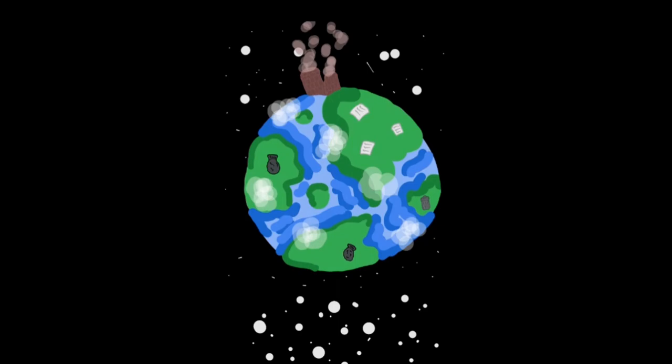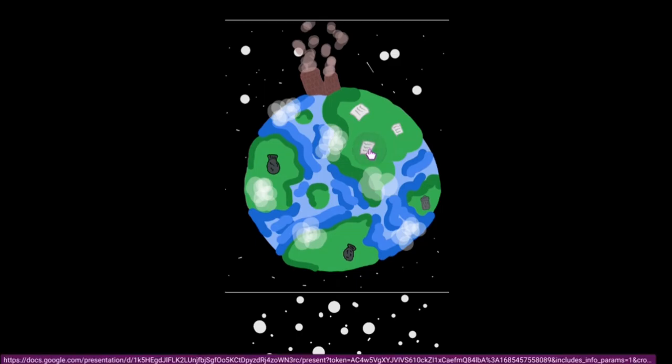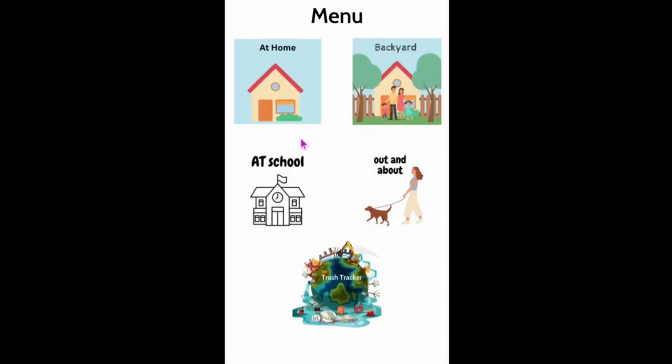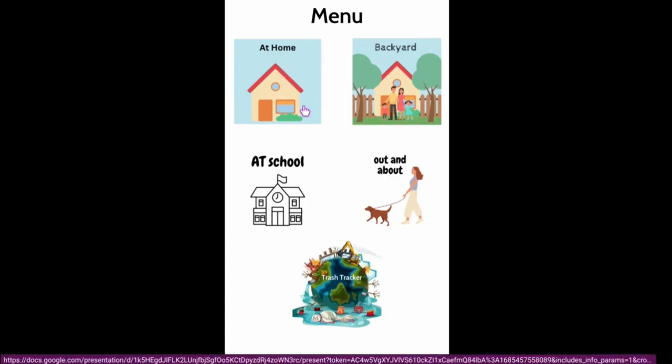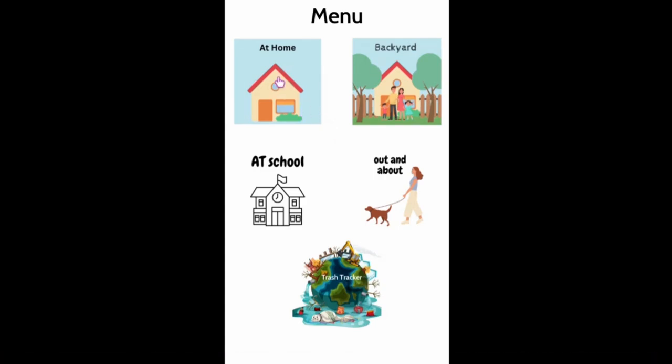This is our app. To get to the menu, click on the planet with the stars around it, and it will take you to the second page, which is our menu. Then in the menu, you can choose one of the topics to learn more about what you can do to save the Earth, either at home, backyard, at school, or out and about.